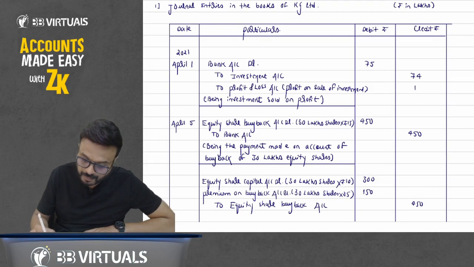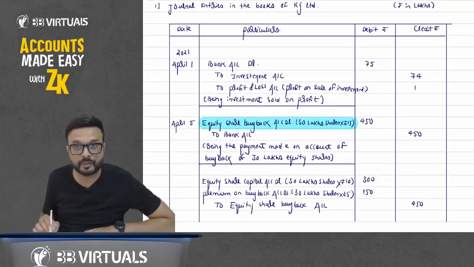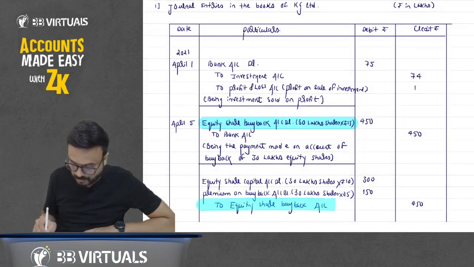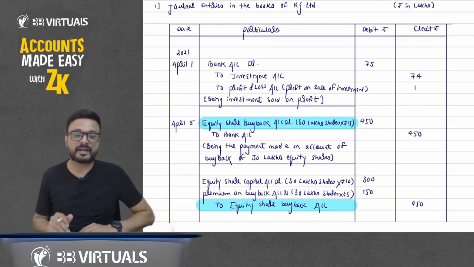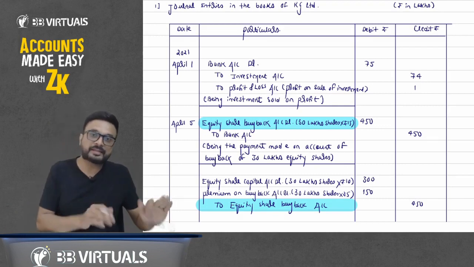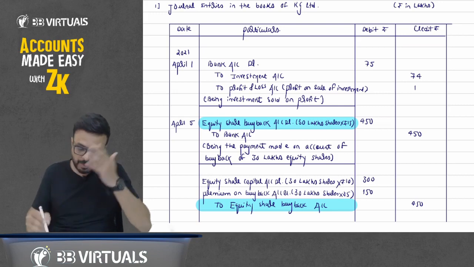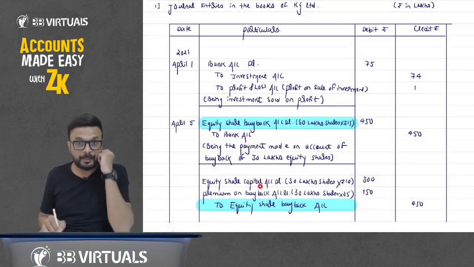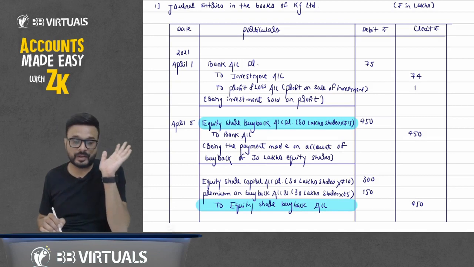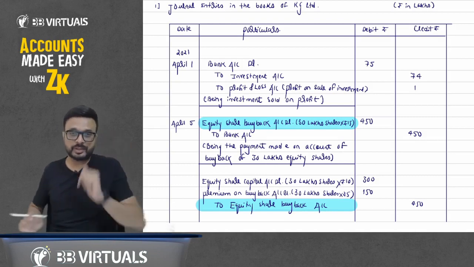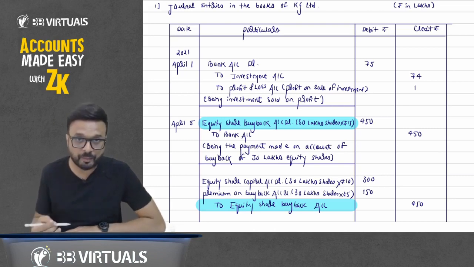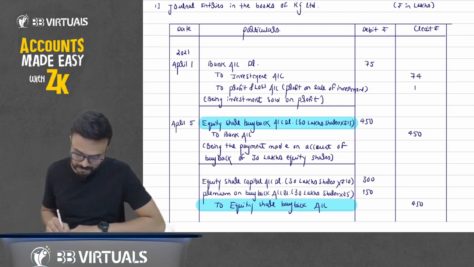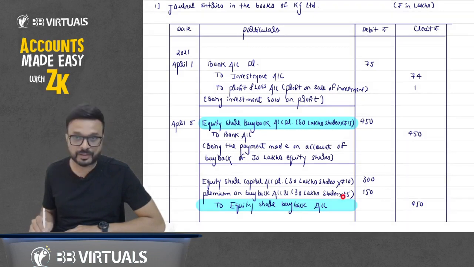If you observe here, first you have debited equity share buyback account by rupees 450, and now you have credited your equity share buyback account by rupees 450. So that equity share buyback account gets cancelled. First you purchased it and then cancelled it against share capital. Remember, in equity share capital account we always record at face value only, because when you issue shares, you record at face value in the capital account. The premium that you paid at the time of buyback is rupees 5 per share.